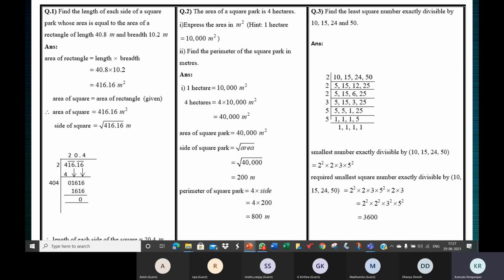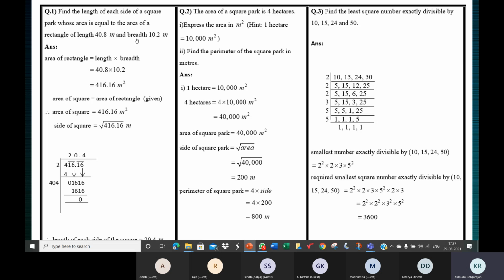So like this, a rectangle of length, say, 25 meters and breadth 4 meters will have area 100 meters square. And a square of side 10 meters will have area equal to 100 meters square. So like that, in question number 1, we need to find the length of the side of the square park whose area is equal to the area of the rectangle. So the area of the square and the area of this rectangle, they're equal.